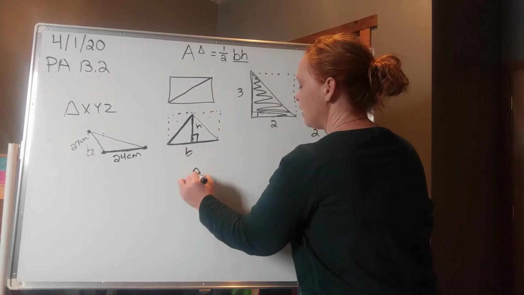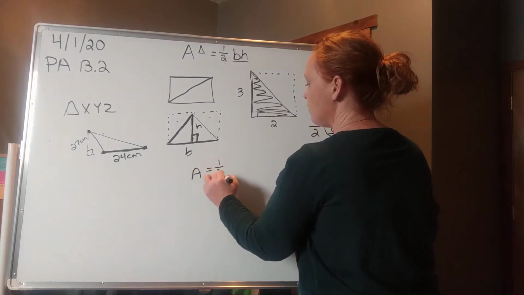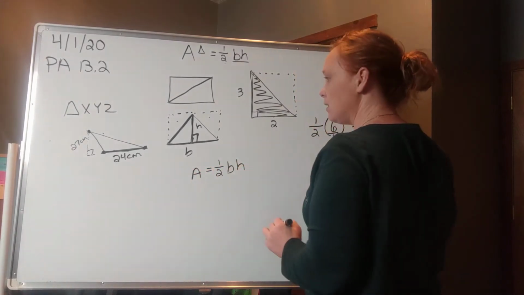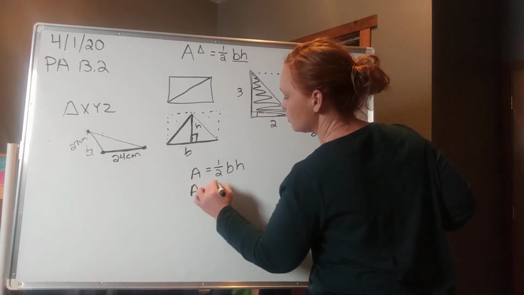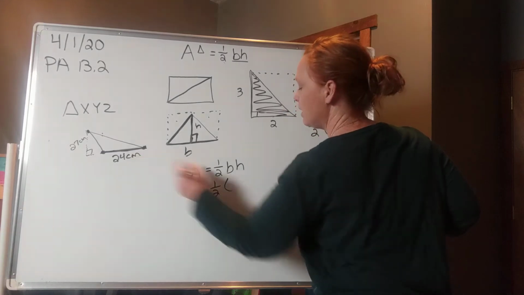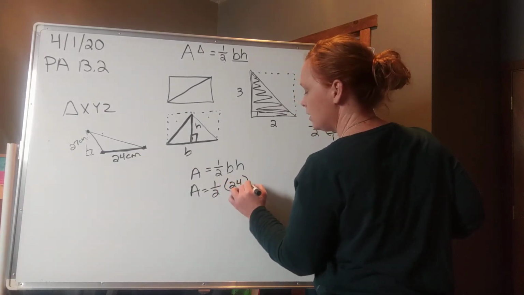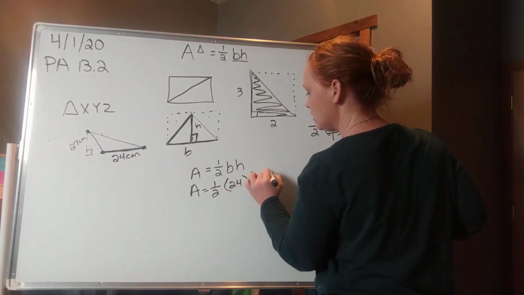Our area of the triangle equals 1/2 the base times the height. So let's figure this out algebraically. Area equals 1/2. I'm going to plug in my numbers, 24 times 27.